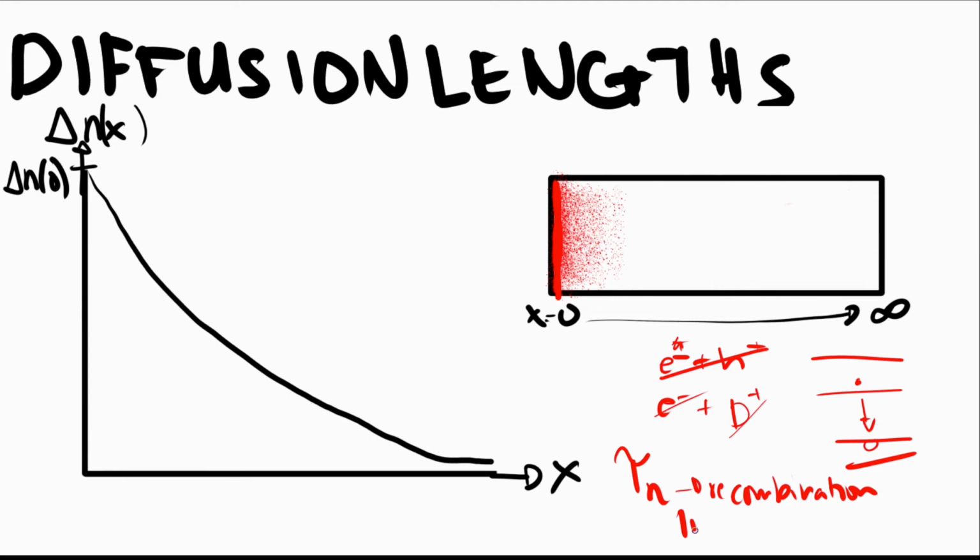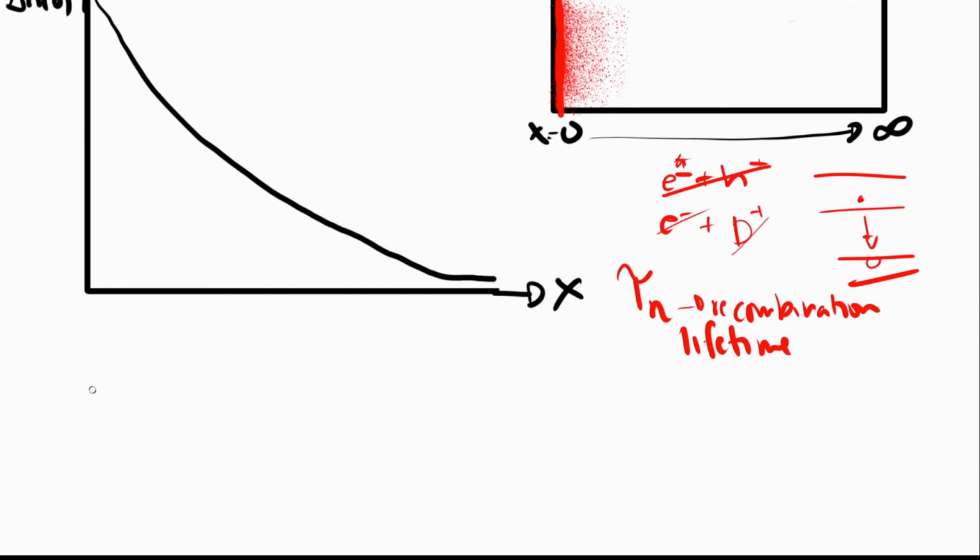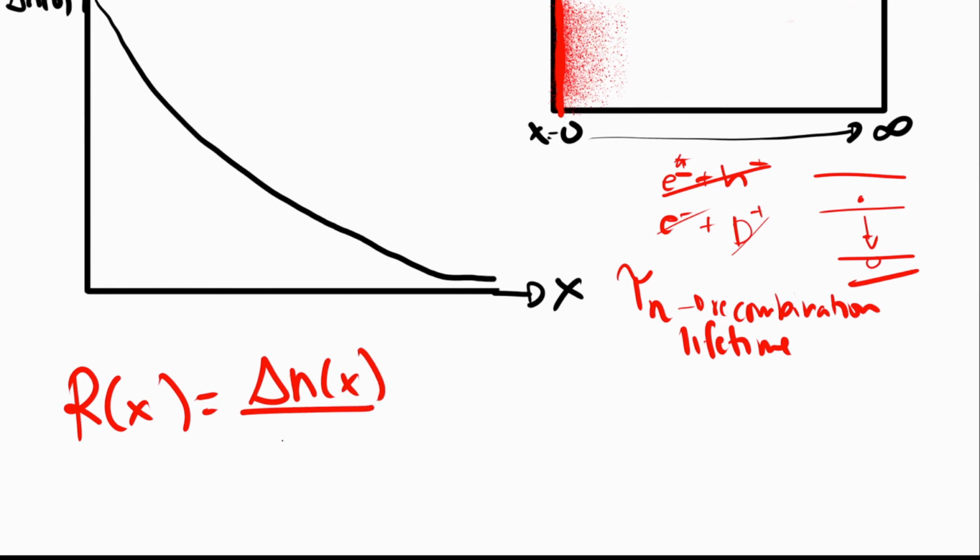Recombination lifetime of our charge carrier. The recombination lifetime is just the average time for a charge carrier to recombine and is related to the recombination rate Rx. Rx would then be equal to delta n x over tau n.